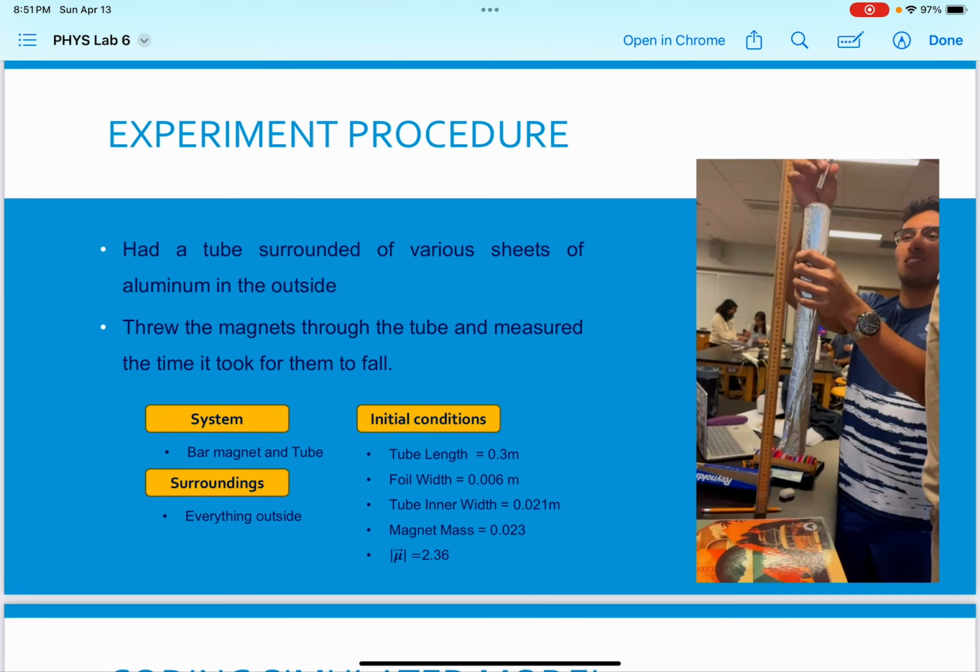As for the experiment, this experiment was fairly simple. We had a tube surrounded by sheets of aluminum. We calculated the length of the tube, the width of the tube, and the inner diameter of the tube, and it's all stated on the slide. We also had a magnet and made it fall through one end to the other, while the tube was held vertically, and we repeated this 5 times. So we had our system that was the bar magnet and the tube and the surroundings, which was everything that was outside.